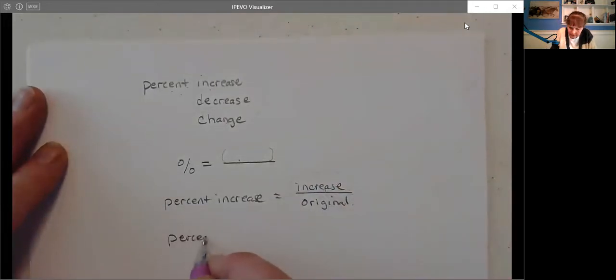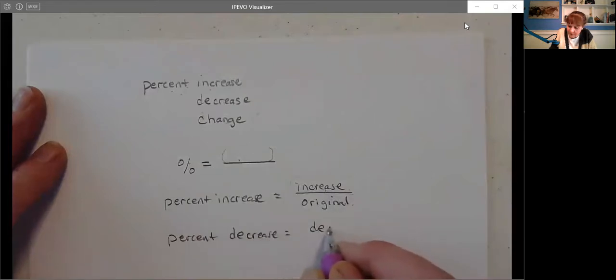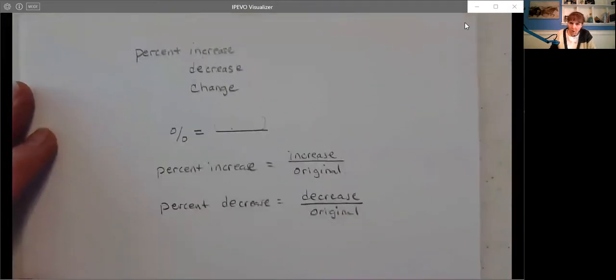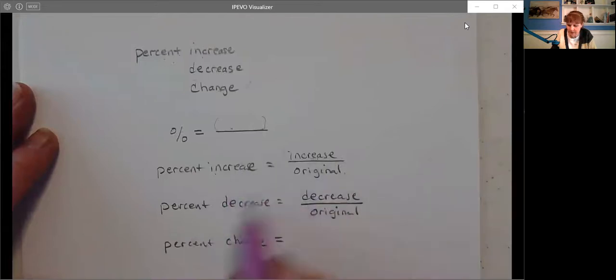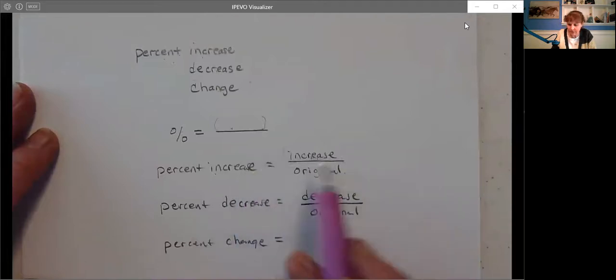So percent decrease, you would find how much of a decrease by subtracting over the original, what you started with. Or if you wanted the percent change. Okay, remember this percent and this number here, they're always related, whether it's tax rate, the percent of tax, you have the tax over here. So percent change, you'd find how much of a change over the original.